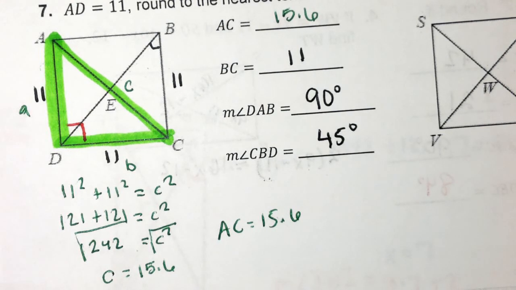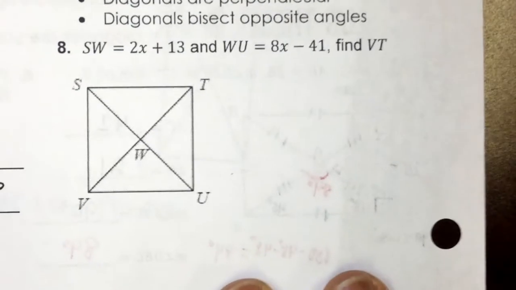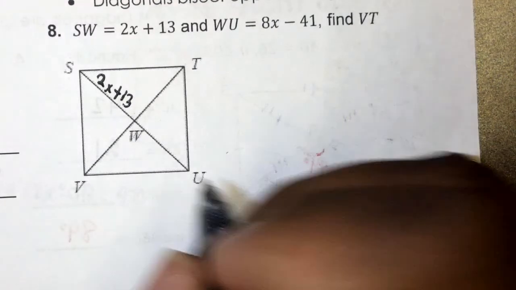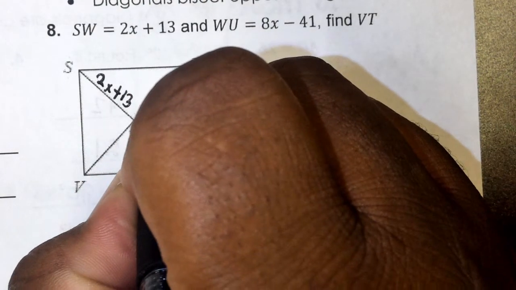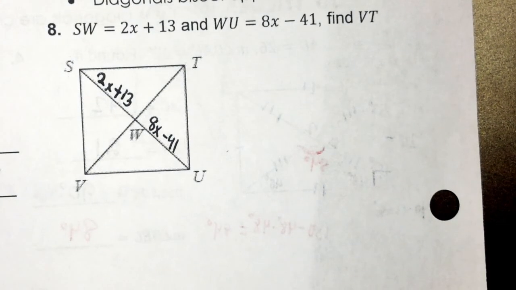Number 8, last one. This one not even hard. This one easier than the other one we just did. Number 8 says SW equals 2x plus 13, and then WU equals 8x minus 41. They want us to find VT.